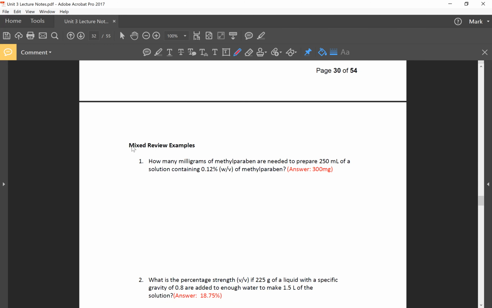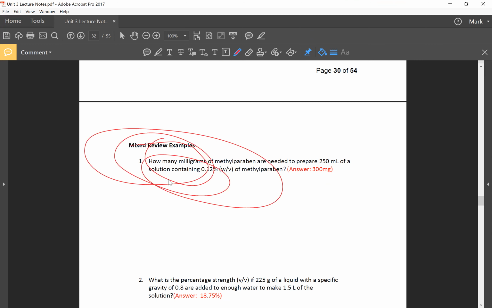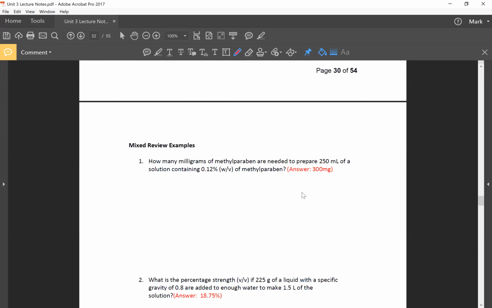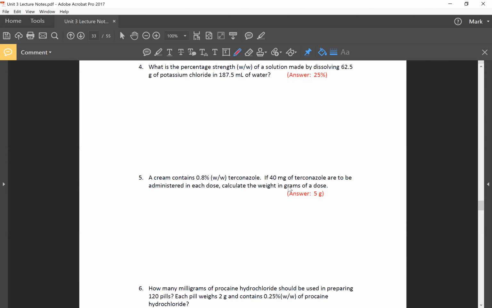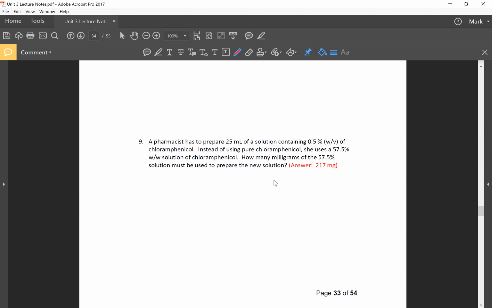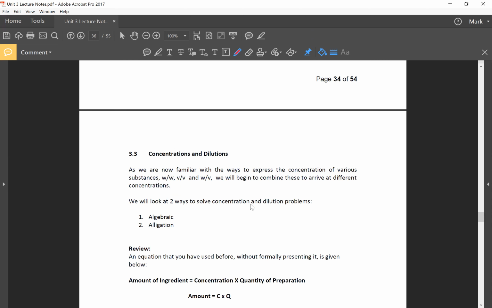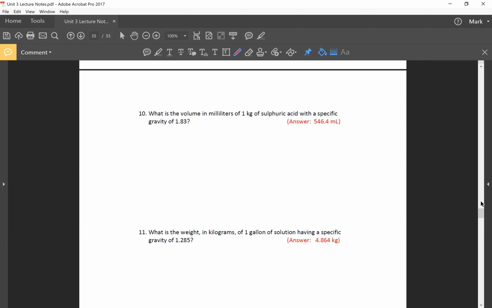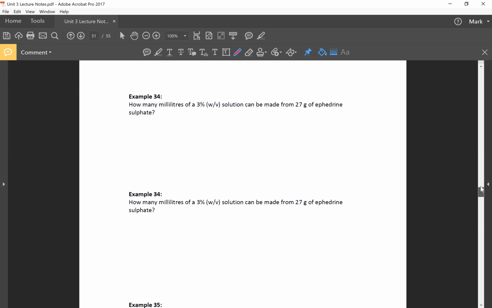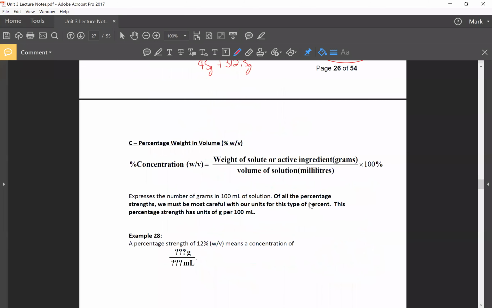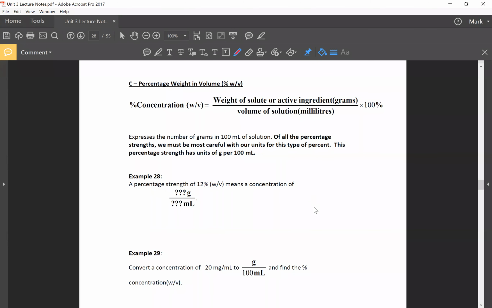And then there's mixed review. Definitely good to practice the mixed review because this will include questions from every section. And we're not going to do all of this. So tomorrow we will kind of skip ahead a little bit. Look at this. Tomorrow we'll do dilutions. That's exciting. I don't know if you guys remember dilutions from chemistry, but it is pretty cool. Okay, so 10 minutes, we'll be out of here.